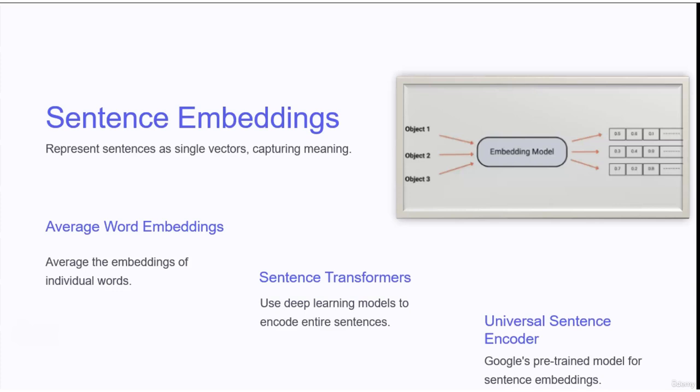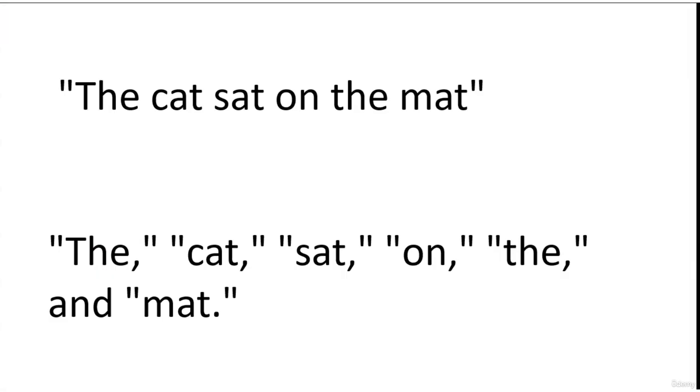Moving on to sentence embeddings. These techniques represent entire sentences as single vectors, capturing their overall meaning. One simple method is averaging the embeddings of individual words in a sentence. For instance, to embed the sentence, the cat sat on the mat, we average the vectors of the words the, cat, sat, on, the, and mat. While straightforward, it can lose some contextual nuances.